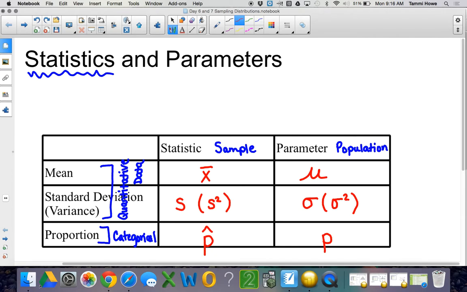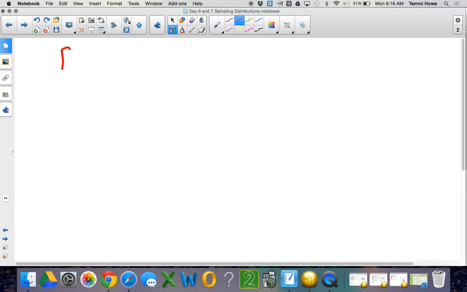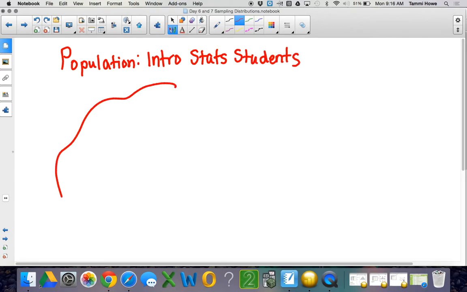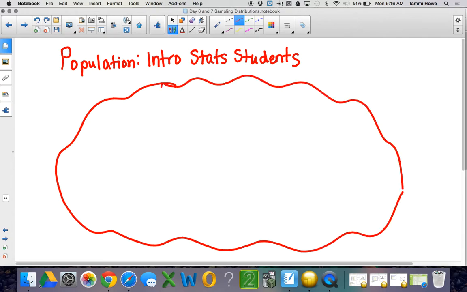So let's talk about just an example here. Let's say that I had a population that was intro stats students. So my population is intro stats students. So here are all of you guys. All 80 of you are in this little bubble right here. And what I want to do is take a sample out.